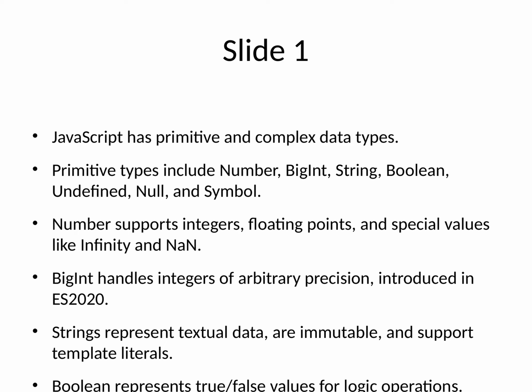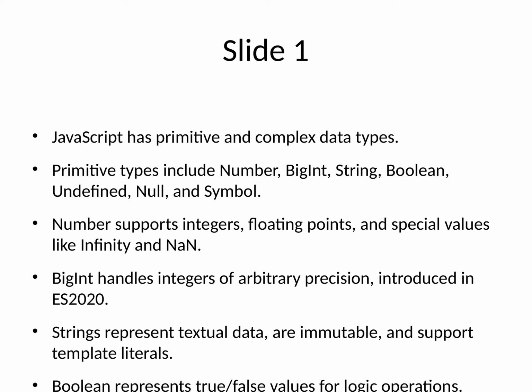JavaScript supports a variety of data types, which can be broadly categorized into primitive and complex types. Primitive data types include number, BigInt, string, Boolean, undefined, null, and symbol. The number type represents both integers and floating point numbers, using the double precision 64-bit binary format IEEE 754.